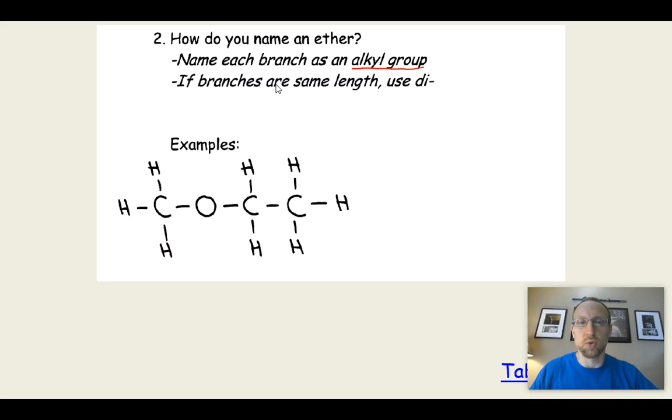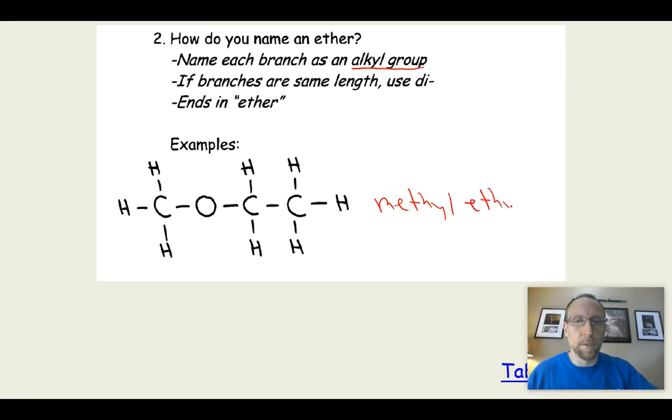So how do we name this? You treat the O as if it's the main chain in a branched hydrocarbon. So what do we have coming off here? We have a 1 carbon branch, which I would call a methyl. And then I have a 2 carbon branch, which I would call ethyl. And then this is an ether, so it ends in ether. That's it. It's not that bad.